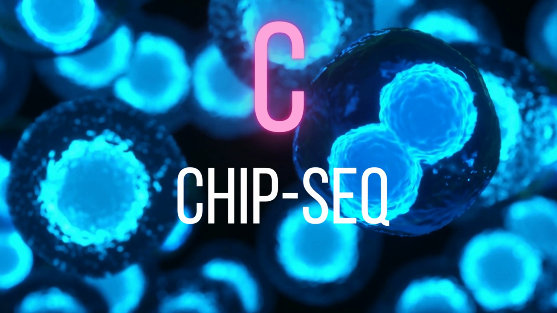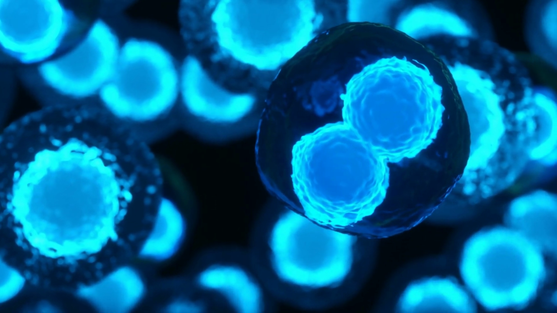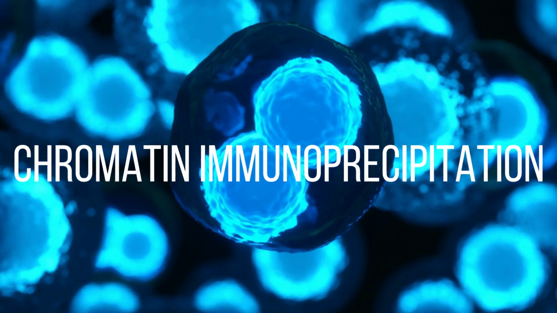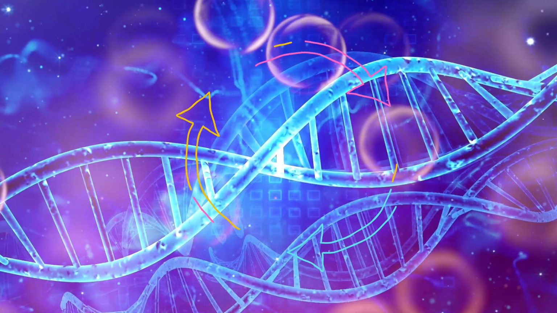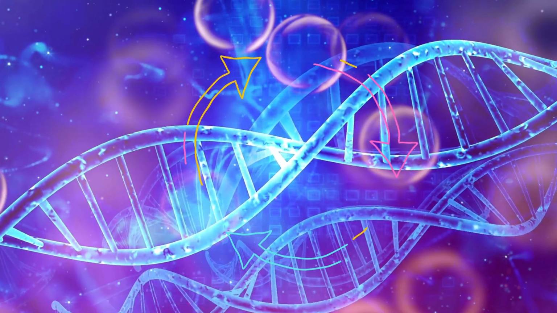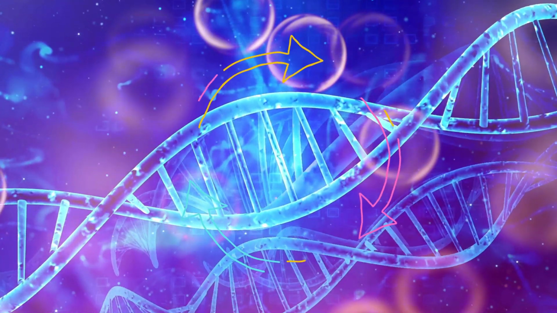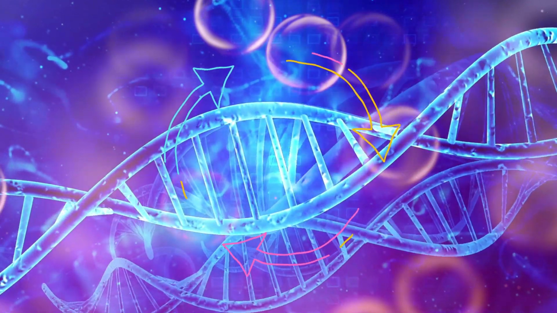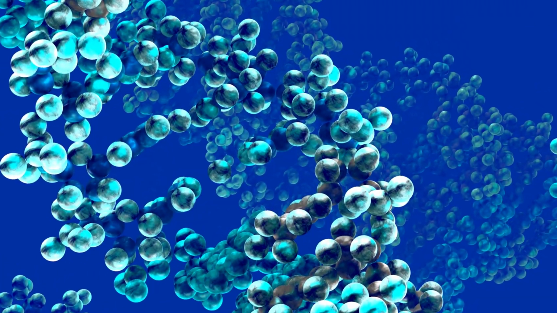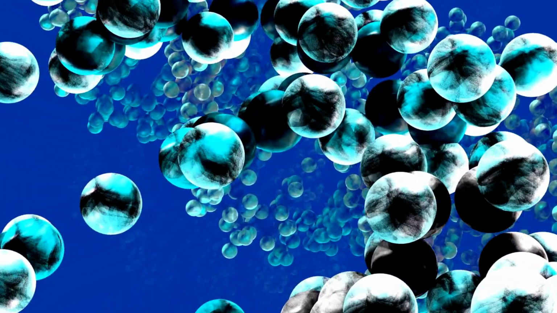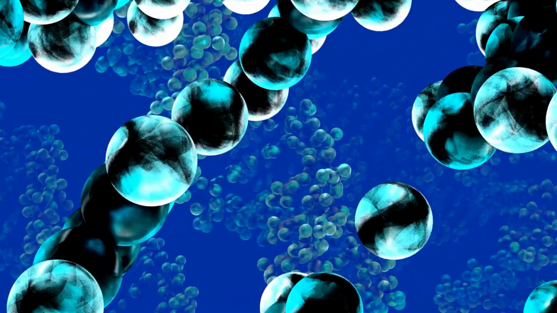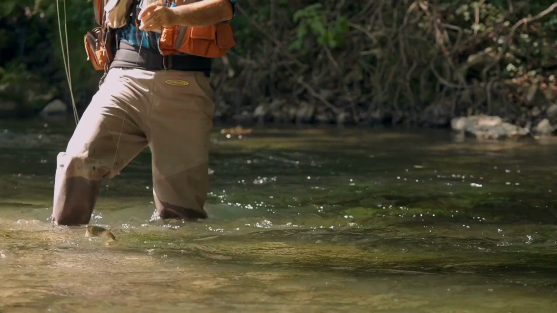C. ChIP-seq. ChIP-seq stands for chromatin immunoprecipitation followed by sequencing. So what does all that mean? Proteins can attach onto DNA and control whether or not it gets copied and used to make more proteins. An amazing vicious cycle. In order to determine what proteins attach to DNA and where, we can use ChIP-seq. So what is chromatin immunoprecipitation? Chromatin refers to the DNA and attached proteins.